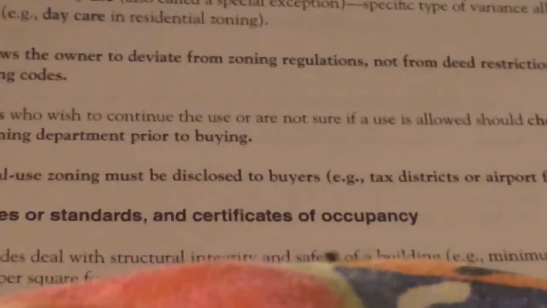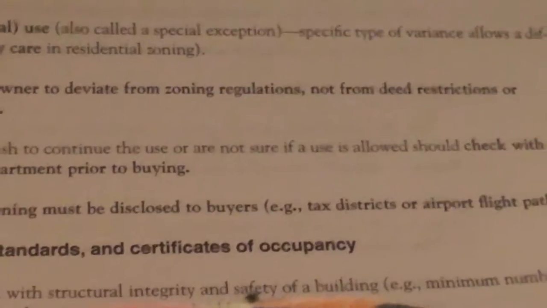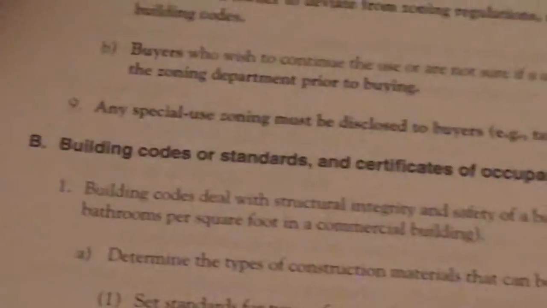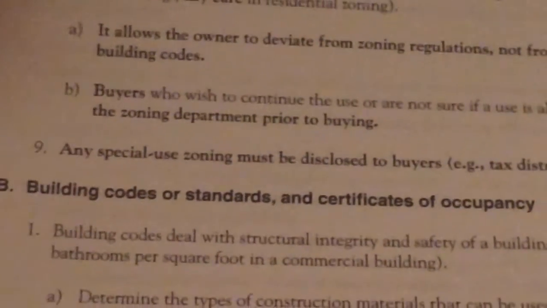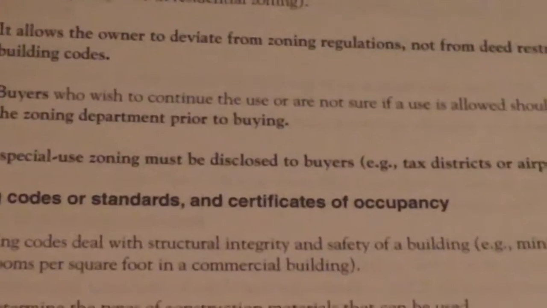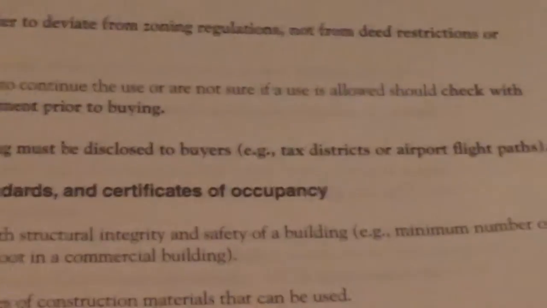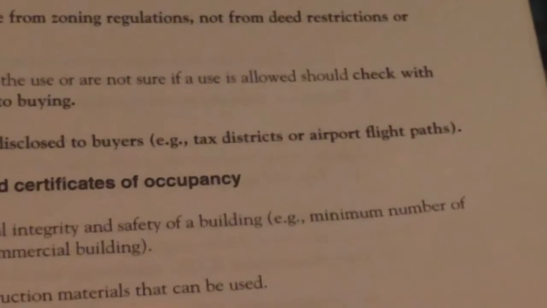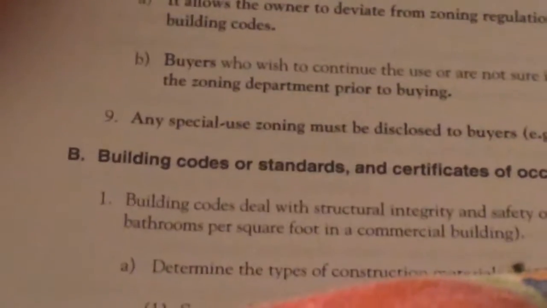B. Buyers who wish to continue the use or are not sure if a use is allowed should check with the zoning department prior to buying. 9. Any special use zoning must be disclosed to buyers, for instance, tax districts or airport flight paths.